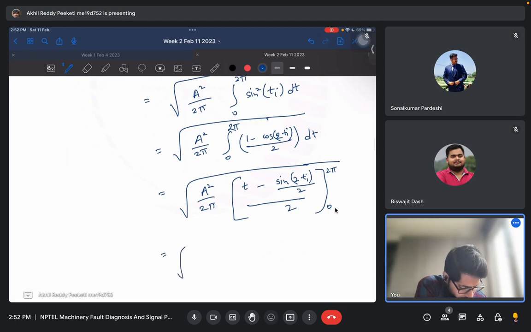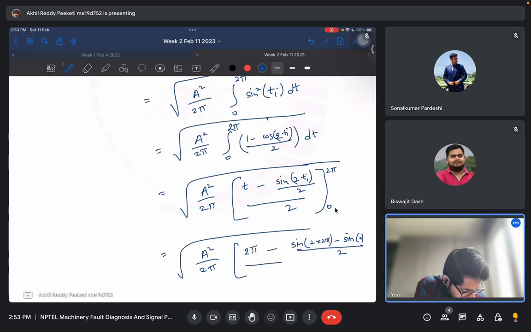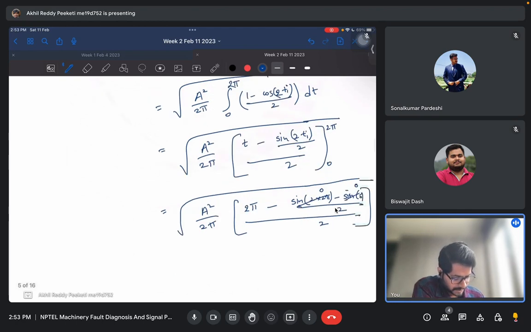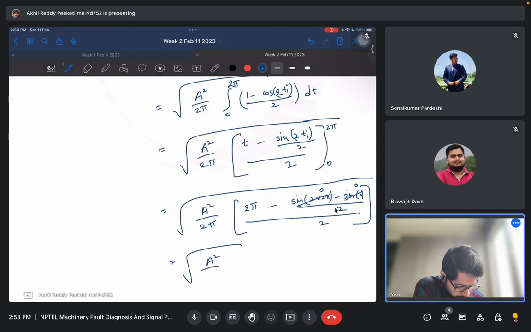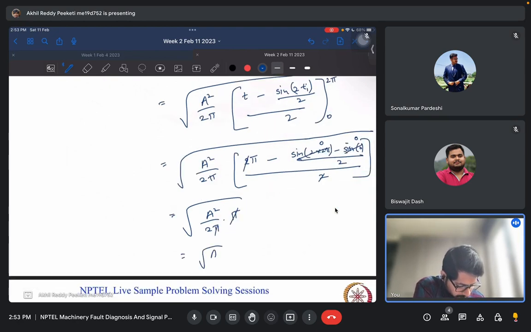Okay, so root over a square by 2 pi. If you substitute 2 pi minus 0, t would be 2 pi minus sine of 2 into 2 pi, minus sine of 0, by 2 in total. Sine of any number into pi is 0, and sine of 0 is 0. So you will actually only have a square by 2 pi into 2 pi by 2. So only pi, so pi also gets cancelled. So you will only have a square by 2, which is a by root 2.